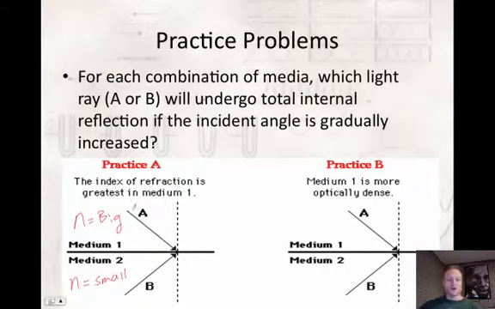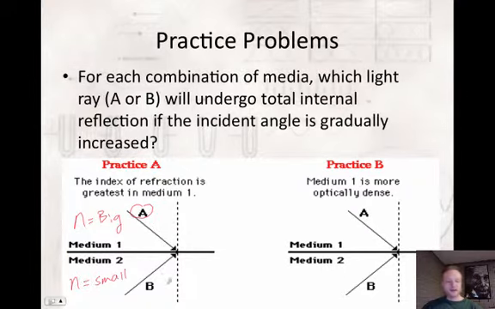Okay, so would this light ray A, as it enters into medium 2, be able to undergo total internal reflection? And the answer is yes, it would. Why? Because it's going from an index of refraction that's big to an index of refraction that's small. That's following rule number 1 in the previous slide.